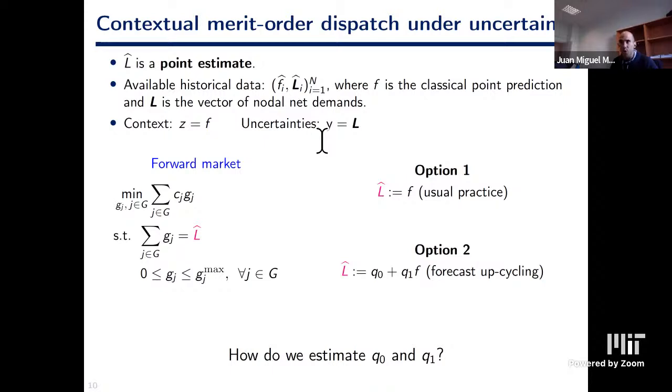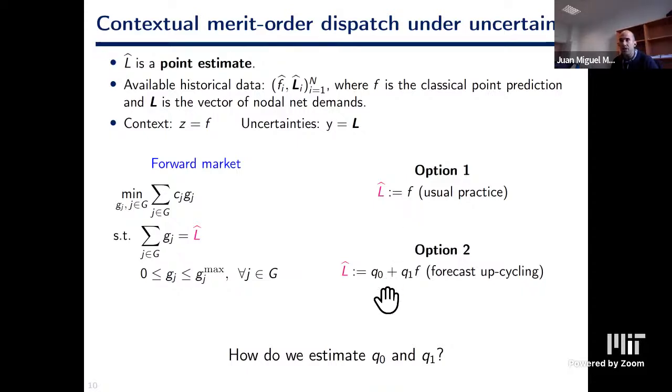And of course, the vector of nodal net demands L as the uncertainties. And we are going to explore two options when it comes to manufacturing the point estimate that the forward market uses. The first option is what I describe as usual practice, and it's just to set the point estimate L hat to the point forecast of the aggregate net system load. That is the conventional approach, where we use the point prediction of the total load.